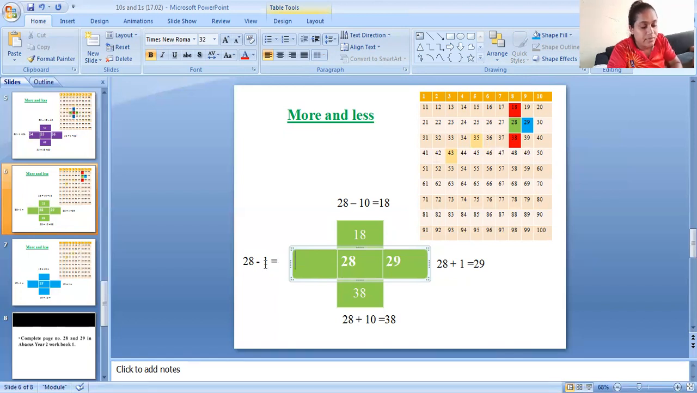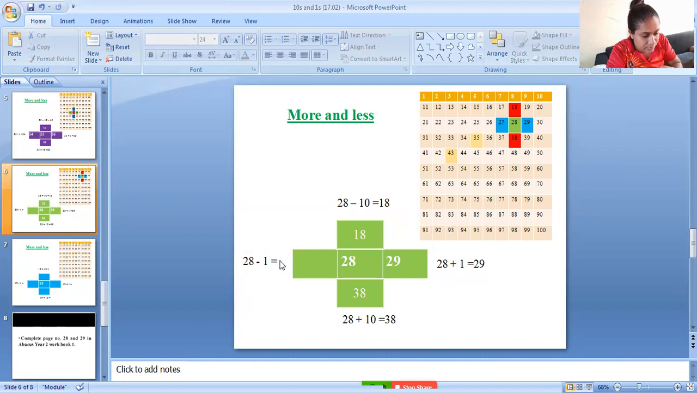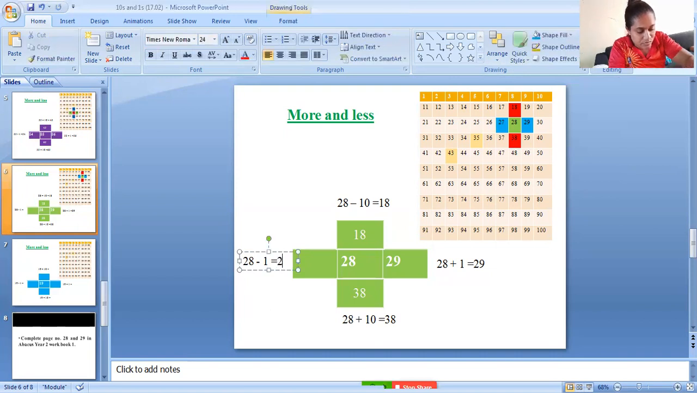And also here we should find the number that is 1 less than 28. To find the less number, we should count backward. So from 28, I will count 1 backward. 28, 1. Oh, we got the answer. It is 27. The answer is 27. So here I will write 27.